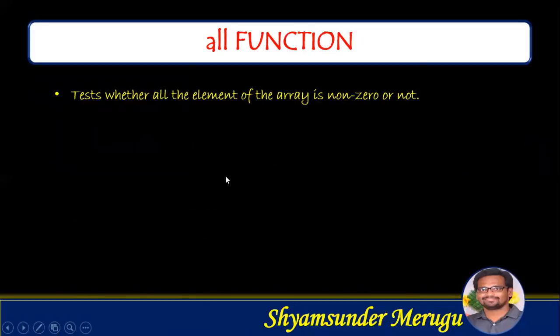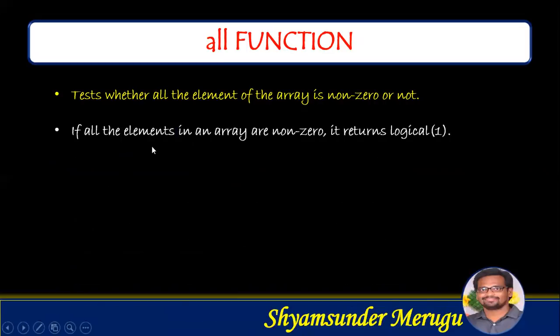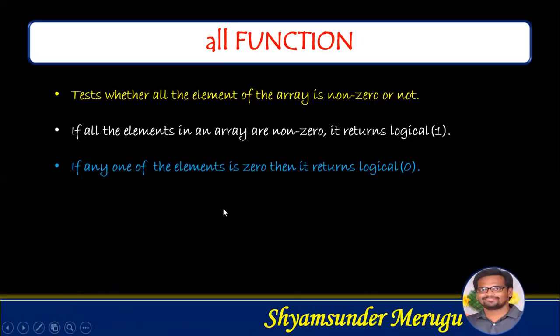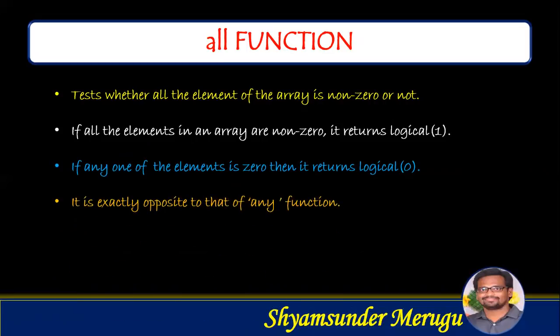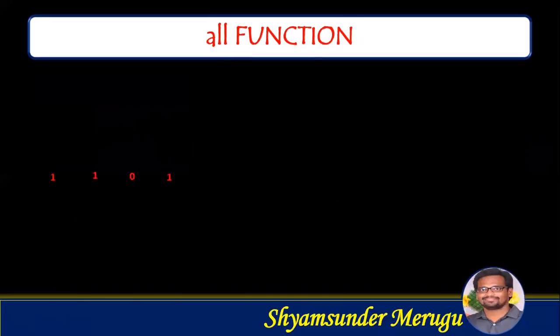Coming to the all function, it tests whether all the elements of the array are non-zero or not. Not only a single element, the entire row or column of that particular array should be non-zero. If all the elements in an array are non-zero, it returns logical 1. If any one of the elements is 0, then it returns logical 0. It is exactly opposite to that of the any function.